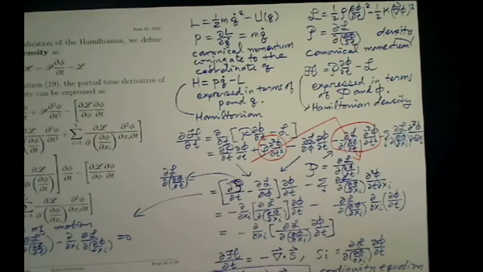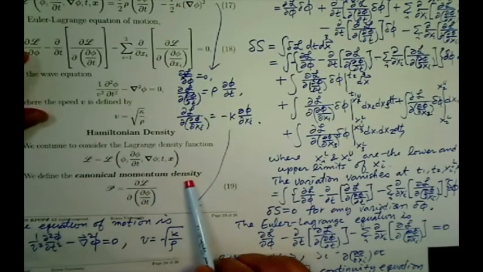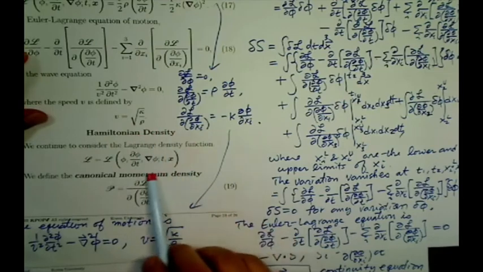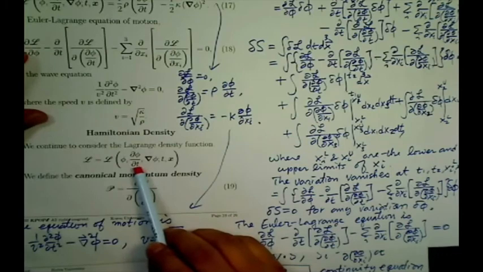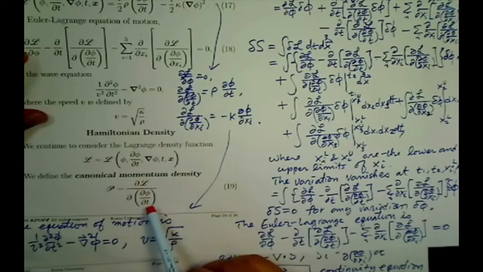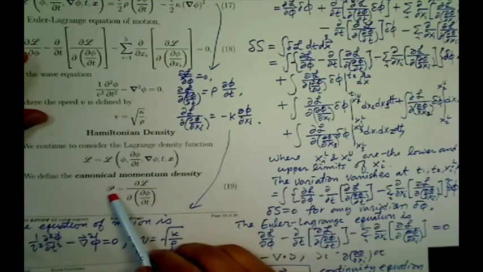Let us now consider the canonical momentum and the Hamiltonian density of the system. The Lagrangian density is expressed in this way, and then the canonical momentum density is the derivative of the Lagrangian density with respect to the time derivative of the field. It is called the canonical momentum density.